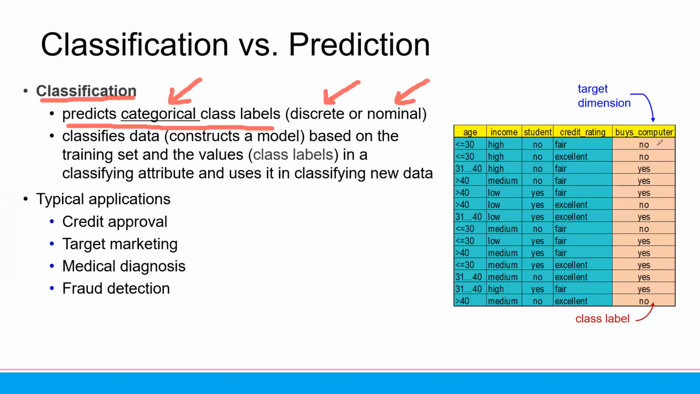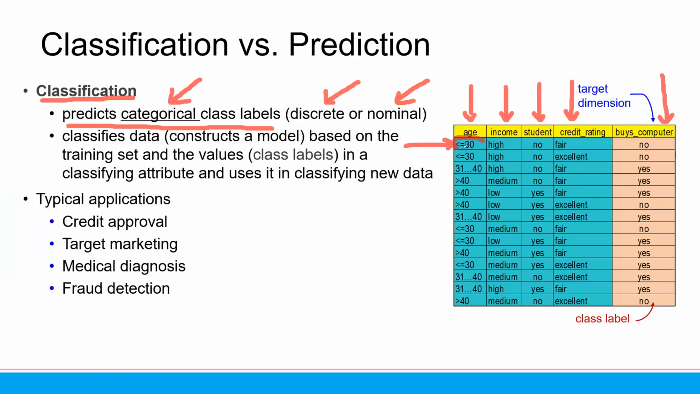Let's say we have this data. We have the attribute age. We have another attribute income. We have another attribute student. We have another attribute credit rating. And we have one attribute buys computer. So let's say this is one person or one customer.